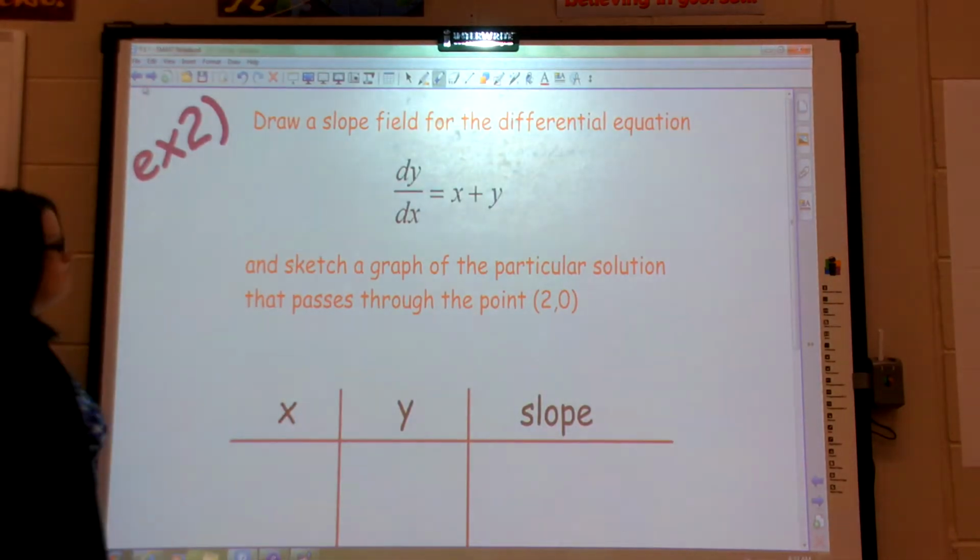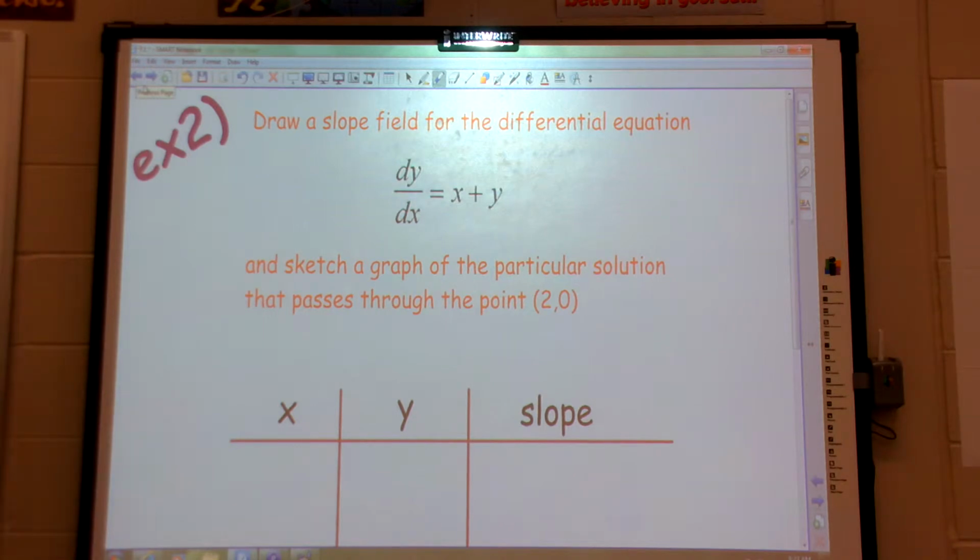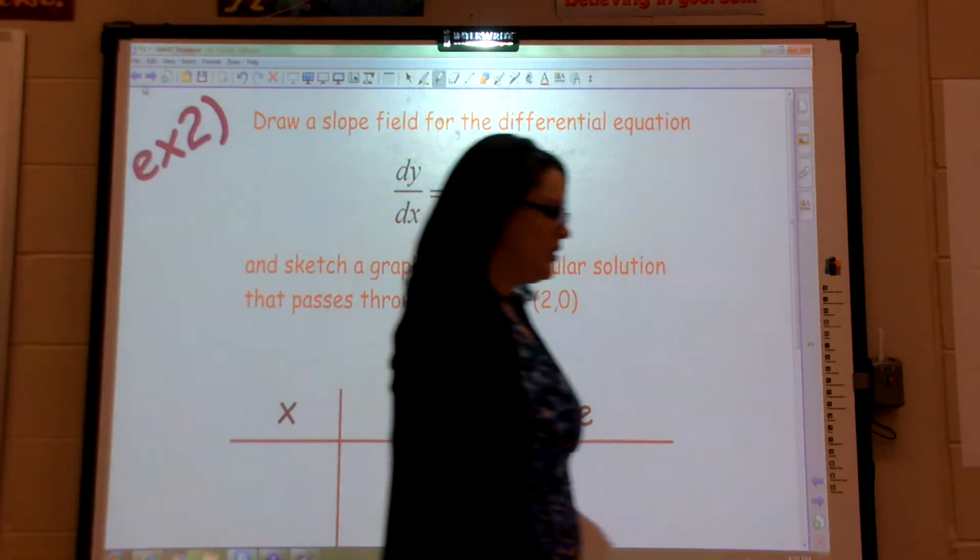More typical one. I want you to write down the question first. Draw a slope field for the differential equation dy/dx equals x plus y.